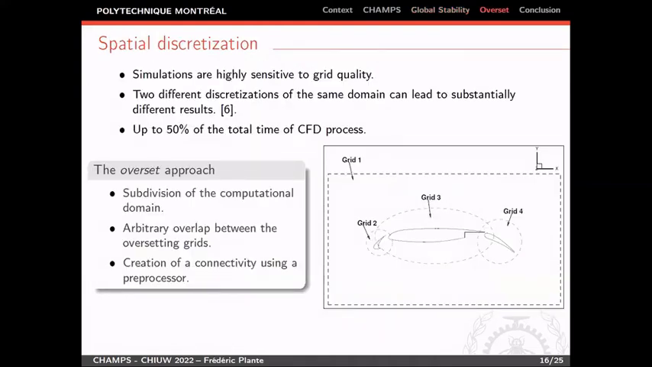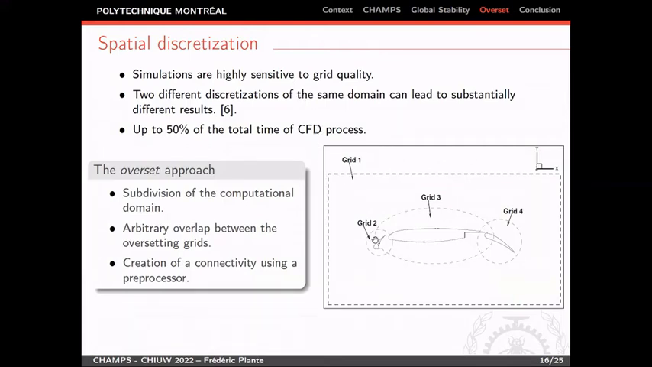Now I will be presenting a second development to CHIMPS, which is the Overset method. The reason for this development is that the computational grid is vital to the quality of the simulation, but it represents 50% of the total man-hours when carrying out CFD in the industry. So any technique that helps us to simplify the meshing process and to increase the grid quality is useful.